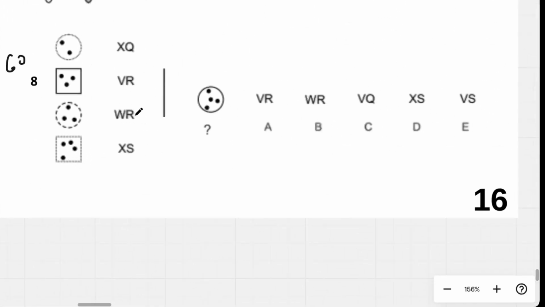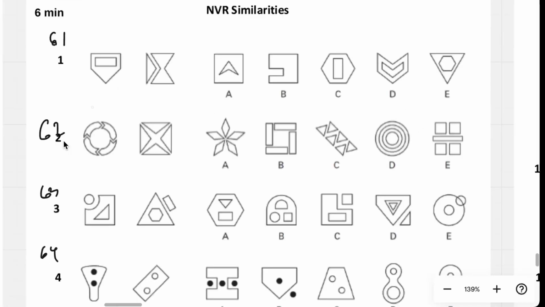Q, R, R, S. These have the same amount of dots. So if it's 4, we can say S at the end. We can cross these out. And then X and X, dotted lines on the outside. That's going to be V, S. We get E. For 61, we get 4 inside and 5 on the outside.